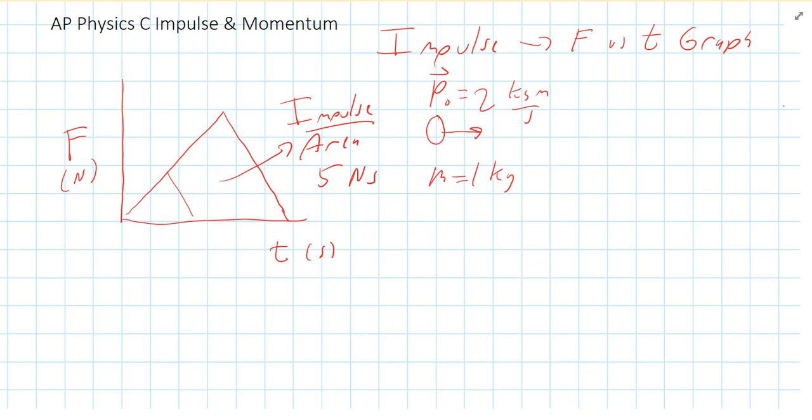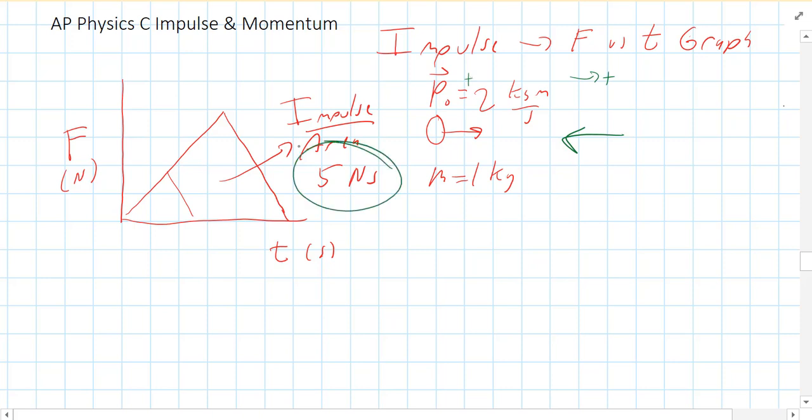Well, we'd assume that the ball's coming towards you and that you're hitting it the other way. So I'm going to make right positive. So the starting momentum is +2. And this is actually a negative impulse. You are hitting the ball to the left. Well, impulse is change in momentum. So that impulse is -5. It's to the left. Now, most of you can work this out. If the starting momentum is 2 and it changes by -5, the final has to be -3.